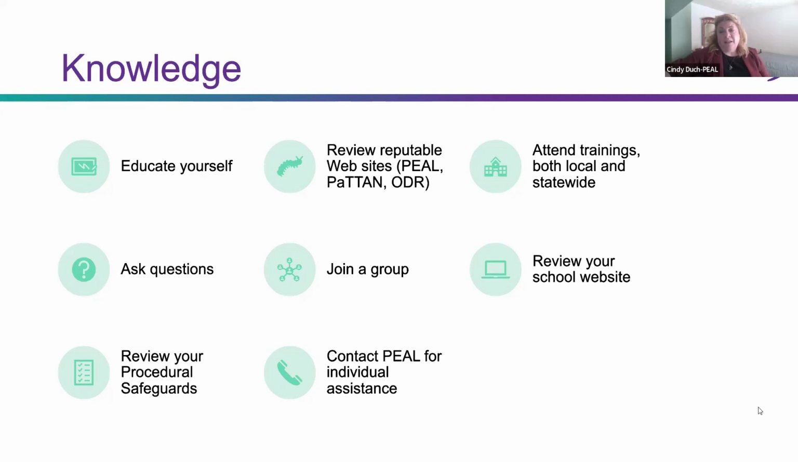Review your school's website. If you have questions about policy, that's the place to find it, on the school's website. A lot of information can be used from those policies. Review your procedural safeguards. Procedural safeguards used to be written in a very legal way and were very hard to navigate and to understand, but they are easier to understand now. There's an index where you can find specifically what you have questions about. And of course, call or email the Appeal Center if you need individual assistance about an issue that you're having.